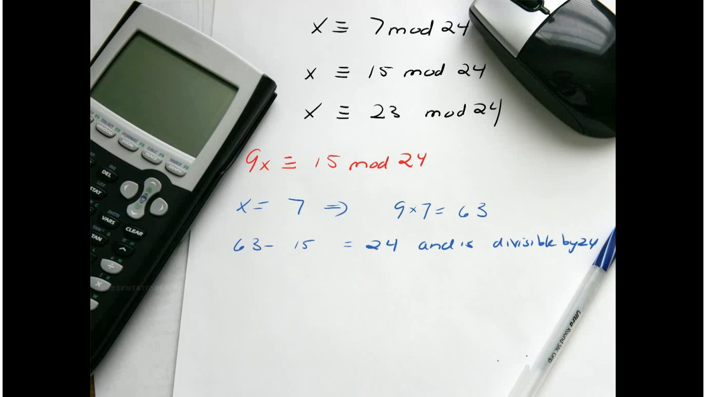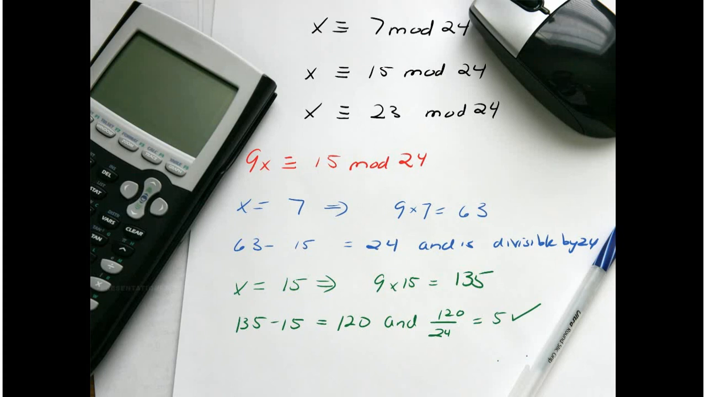I actually just grabbed the b value in each one of these congruence equations, which is a valid element from that set. X equal to 7 will yield 9 times 7 is 63 on the left-hand side of the red equation. And if I subtract the 15, I get 48, and that certainly is divisible by 24. So yes, it works for the first equation. If I take 15 and plug into 9 times 15, I get 135. So the left-hand side of the red equation is 135. Subtract off 15, I get 120, and that's also divisible by 24. So that's a valid solution.